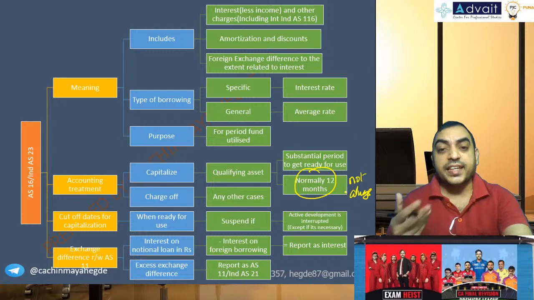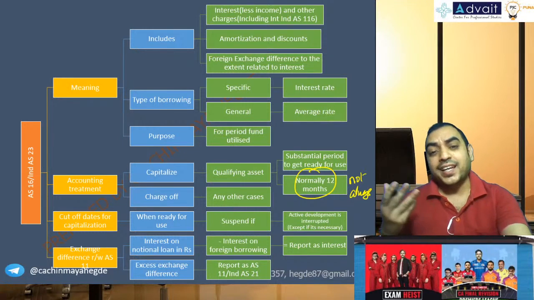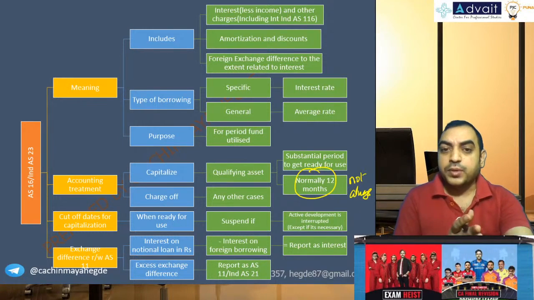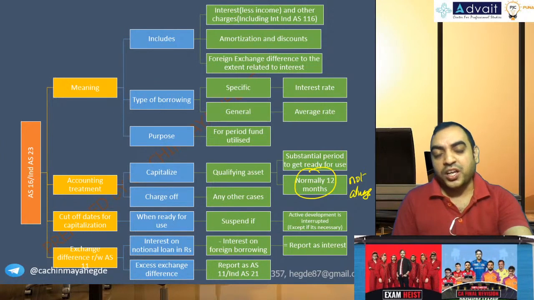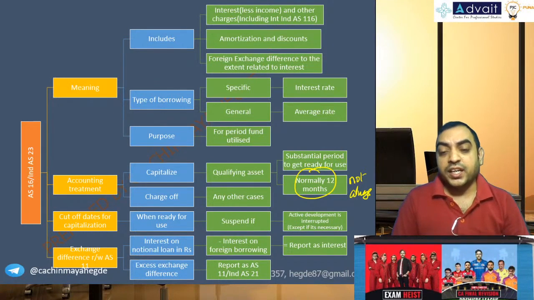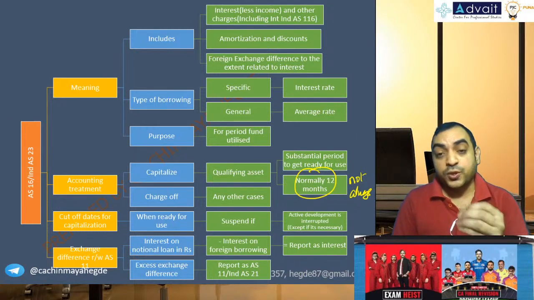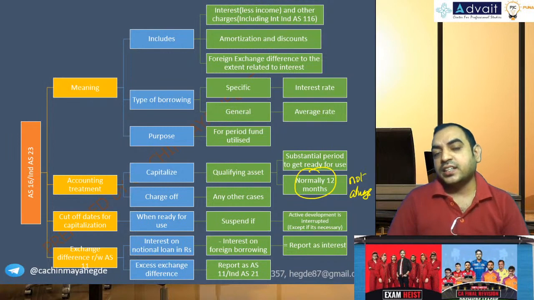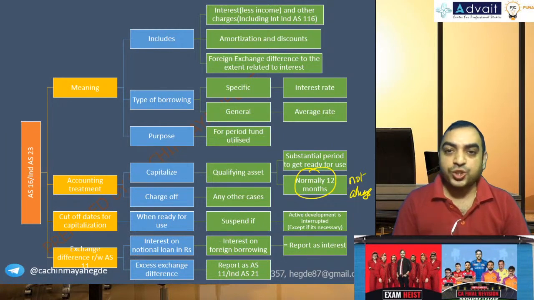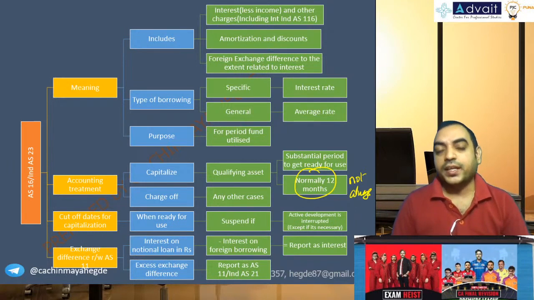So if the question says 9 months, 6 months, you write an assumption. The Institute sometimes has taken it as a non-qualifying asset, sometimes as a qualifying asset if it is less than 12 months. IFRS and Ind AS don't give the term 12 months guidance. The accounting standard gives this guidance. Ind AS doesn't give this guidance. So in the examination, if it is less than 12 months, you can make an assumption and accordingly you can solve it. You are absolutely right in that context.